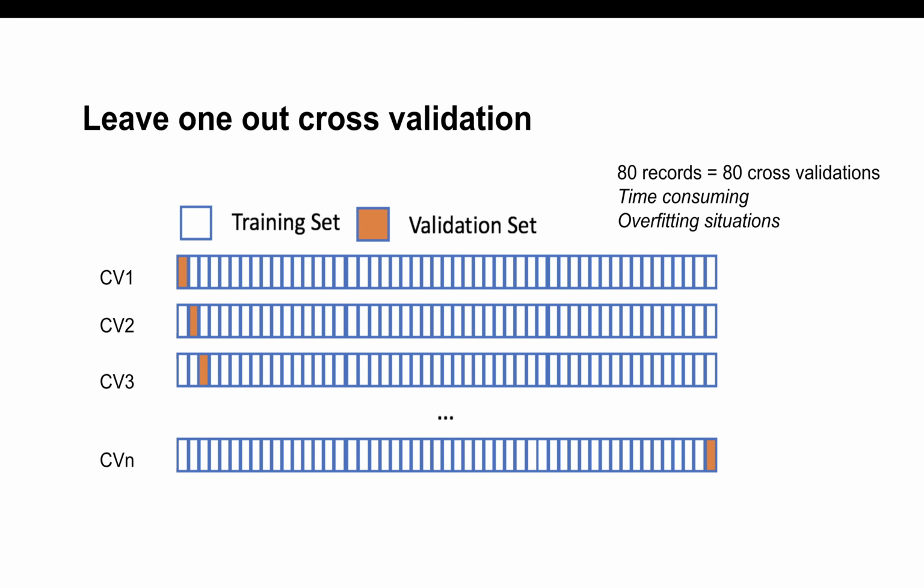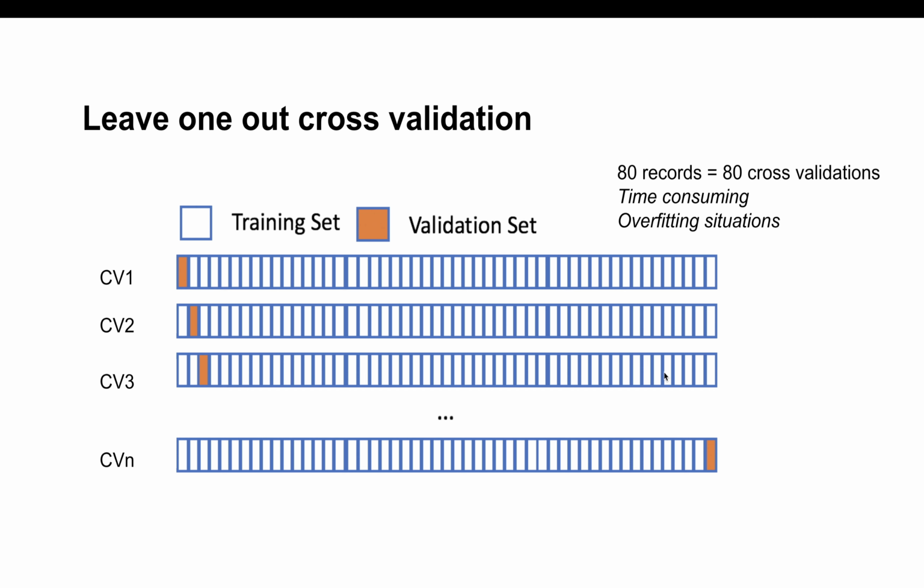So when we talk about leave one out cross validation, let's say your training set has 80 records. In this case, you will pick up one record for the validation set, and the remaining 79 will be part of your training set. In the next iteration, you are going to leave the first record which you used as the validation set initially, and use the second record as your validation set. In the third iteration, you are going to use the third record. Likewise, you are going to reach the end of the 80 records.